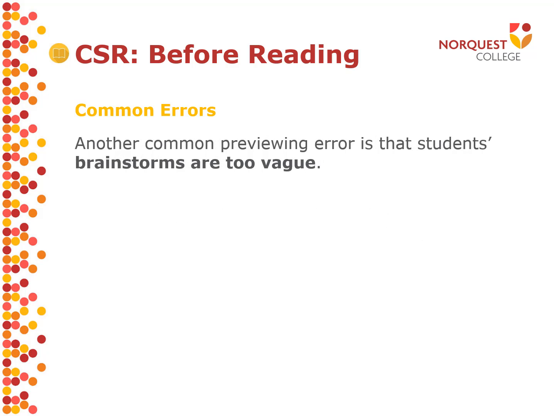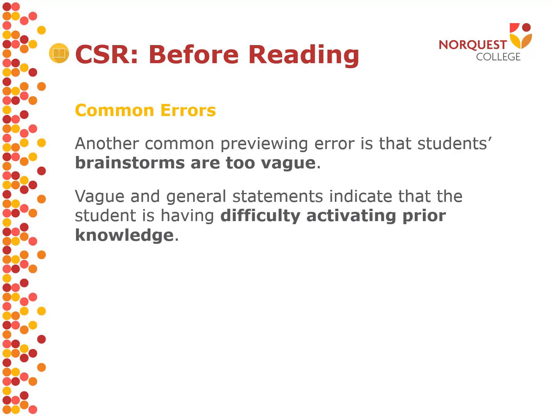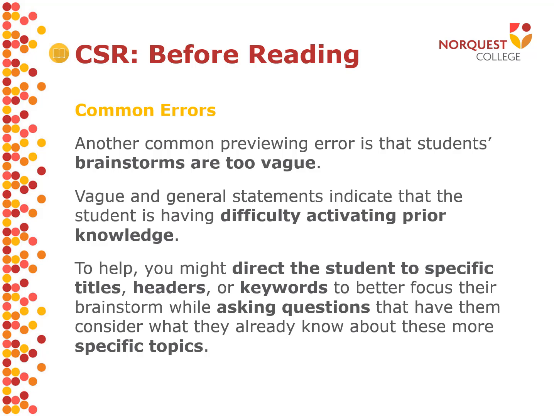Another common previewing error is that students' brainstorms are too vague. Vague and general statements indicate that the student is having difficulty activating prior knowledge. To help, you might direct the student to specific titles, headers, or keywords to better focus their brainstorm while asking questions that have them consider what they already know about these more specific topics.